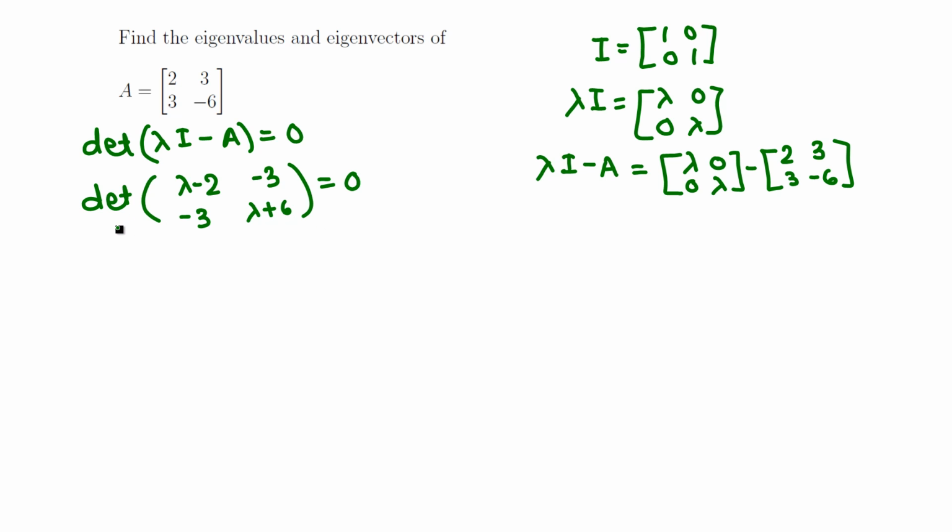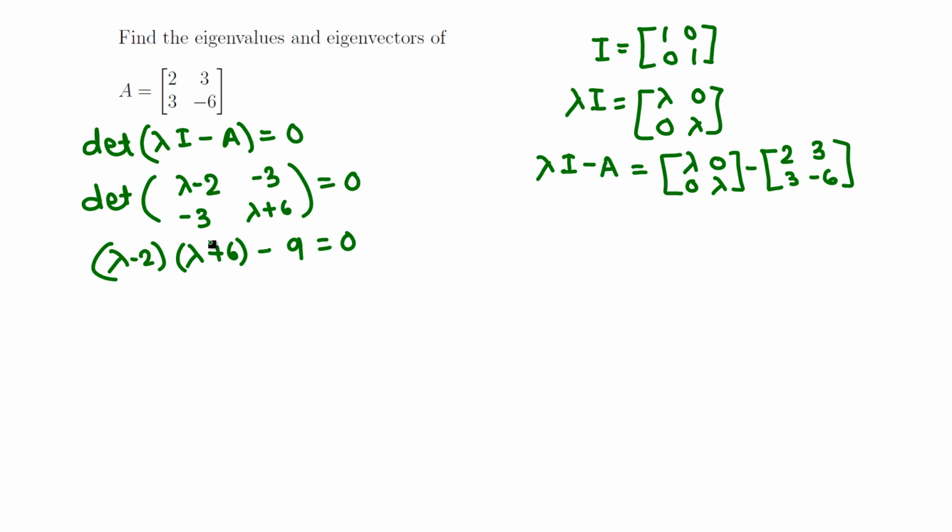Now let's find the determinant. We just multiply lambda minus 2 times lambda plus 6, minus negative 3 times negative 3, which is positive 9, equals 0. This is a polynomial, a second degree polynomial in lambda. Now we solve for lambda.